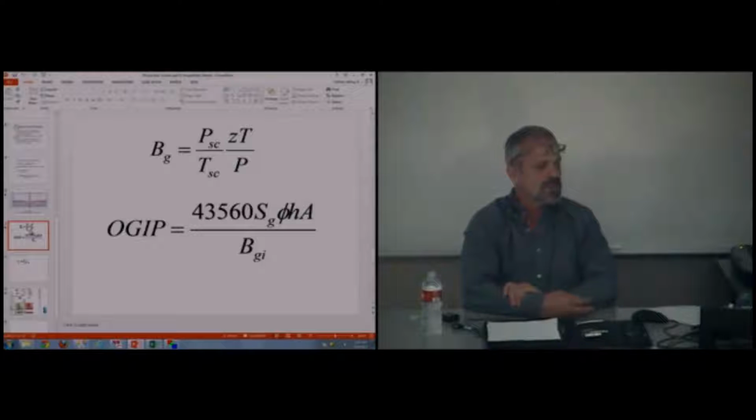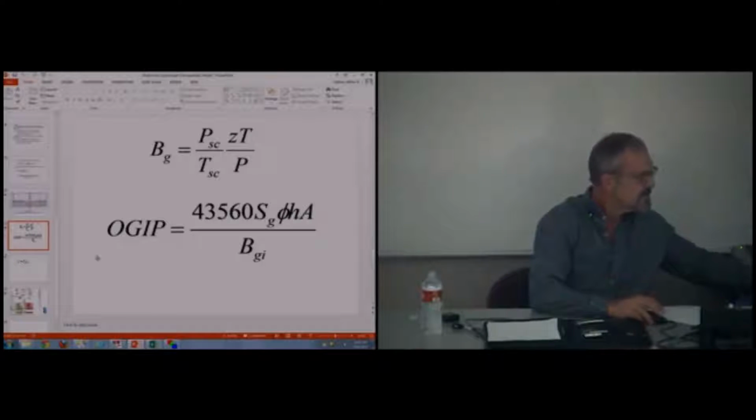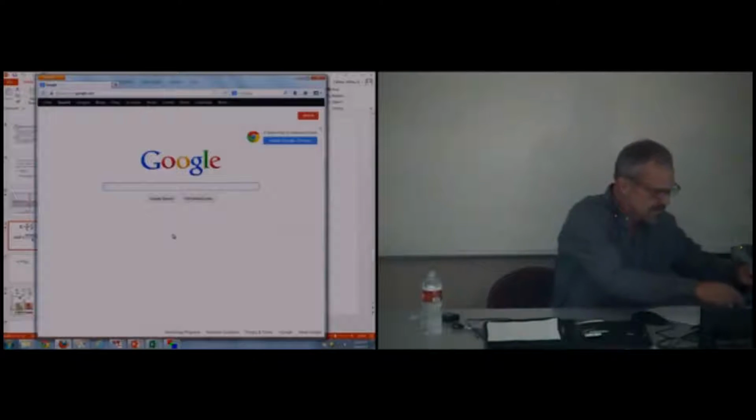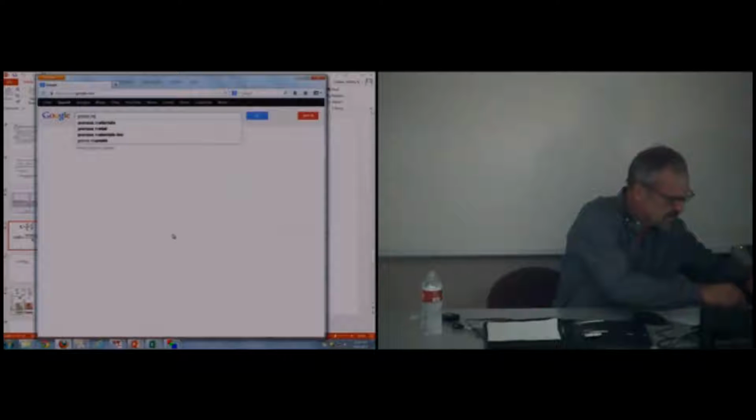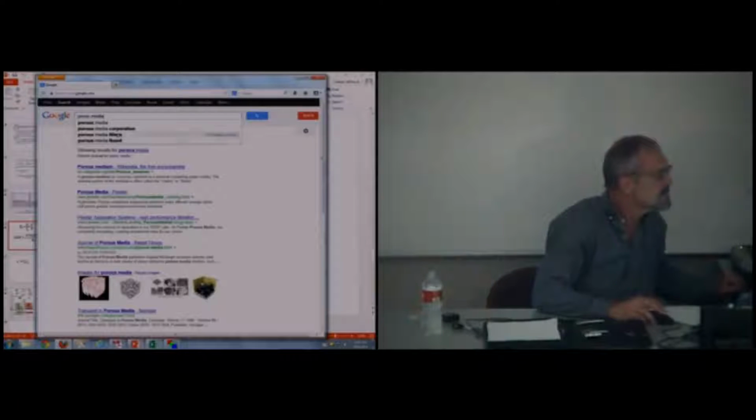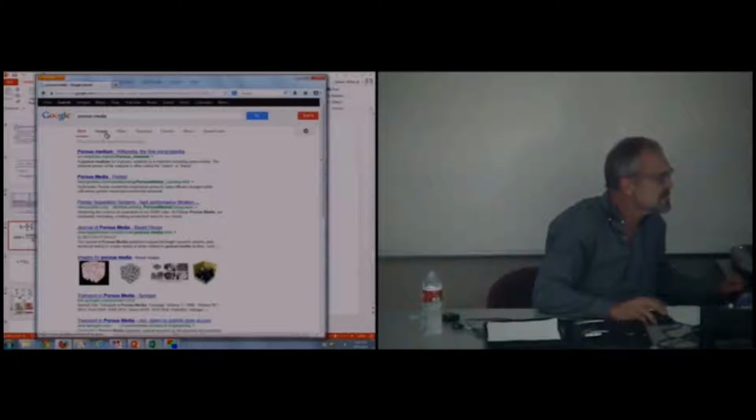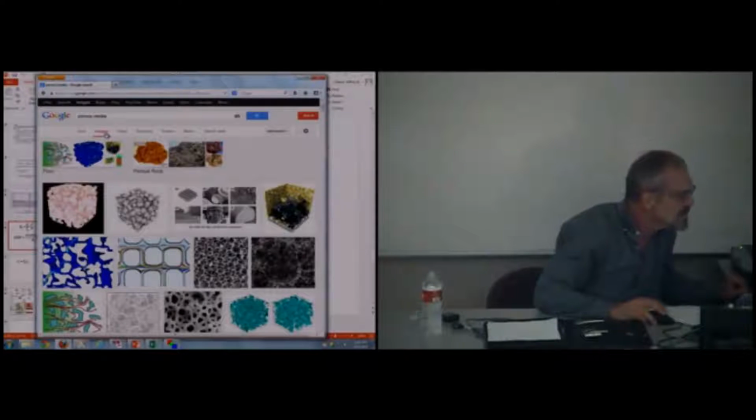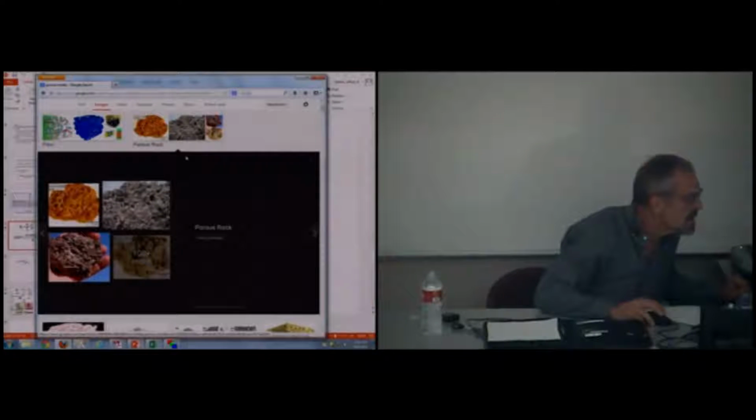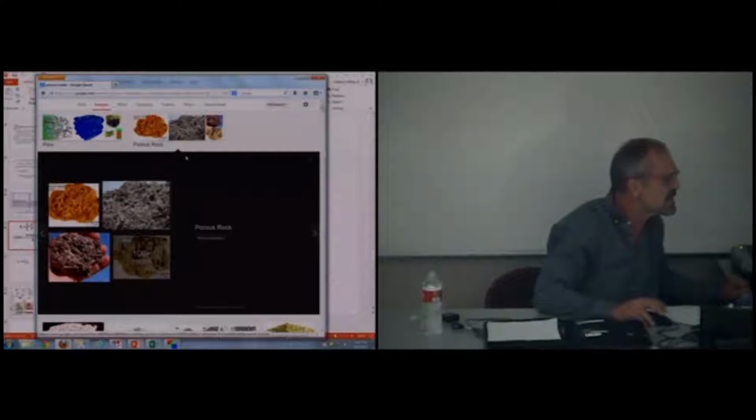I wonder if I can pull up a picture of porous medium. Which one do we like? This is good and bad. It shows porosity, and that's what I want to talk about, but it doesn't show any permeability.